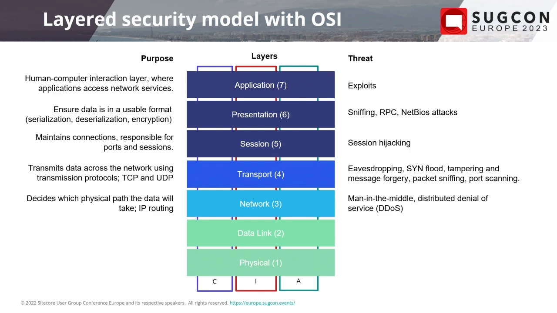At the networking layer, we start looking at IP routing. This is where we start routing our messages, right? This is where the IP address comes into play. And the threats that we see at this layer are the famous ones: man-in-the-middle attacks, or denial of service attacks, right?